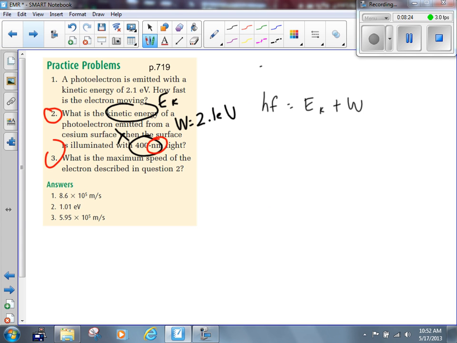But we don't know what f is. We do know what lambda is. hf is equal to hc over lambda. EK is what we're looking for here, plus W, the work function. Which Planck's constant do you want to use here? 4.14 times 10 to the minus 15 electron volt seconds, or 6.63 times 10 to the negative 34 joule seconds? 4.14, okay. So Patrick wants to use 4.14 electron volt seconds because we've got electron volts right here already, right? Can you do that? Sure you can.